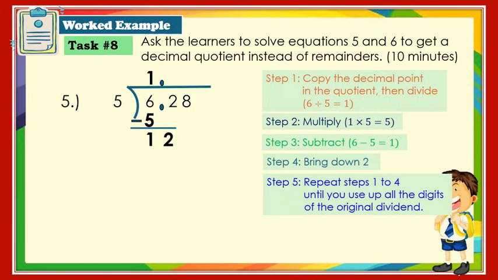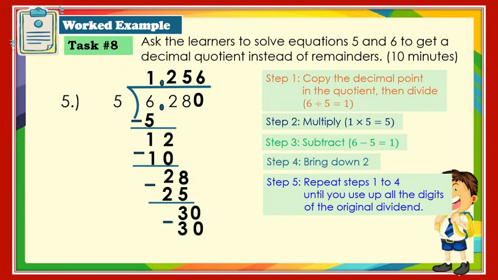Again, repeat the process. Divide 28 by 5, we have 5. 5 times 5 is 25. And then subtract. 28 minus 25 is 3. And then add 0 to the dividend. Okay? And then bring it down to make a new dividend, which is 30. 30 divided by 5, we have 6. And then 6 times 5, we have 30. Then subtract 30 minus 30. So we have 0 as our remainder. So as you can see, our answer is 1 and 256 thousandths. It is now a decimal quotient. Okay?